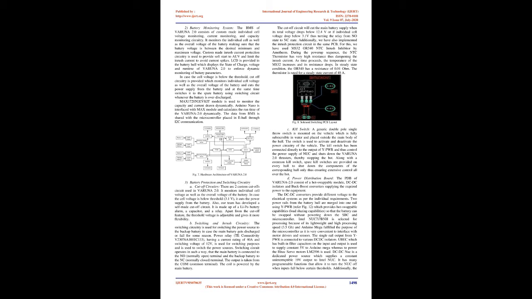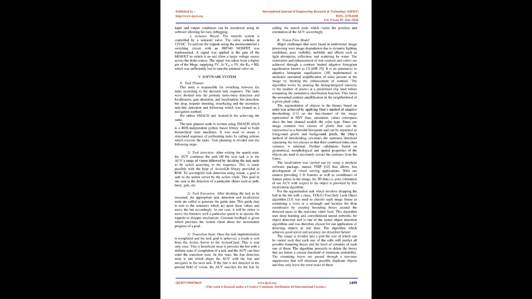The cut-off circuit will cut the main battery supply when its total voltage drops below 12.4 V or if individual cell voltage drops below 3.1 V, thus turning the relay from NO state to NC state. Additionally, we have also implemented the inrush protection circuit in the same PCB. For this, we have used the MS32 10R540 NTC inrush inhibitor by Ametherm.